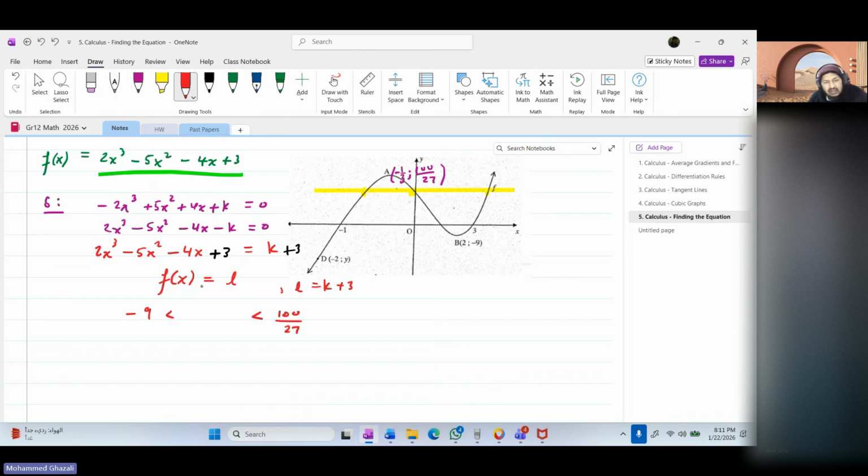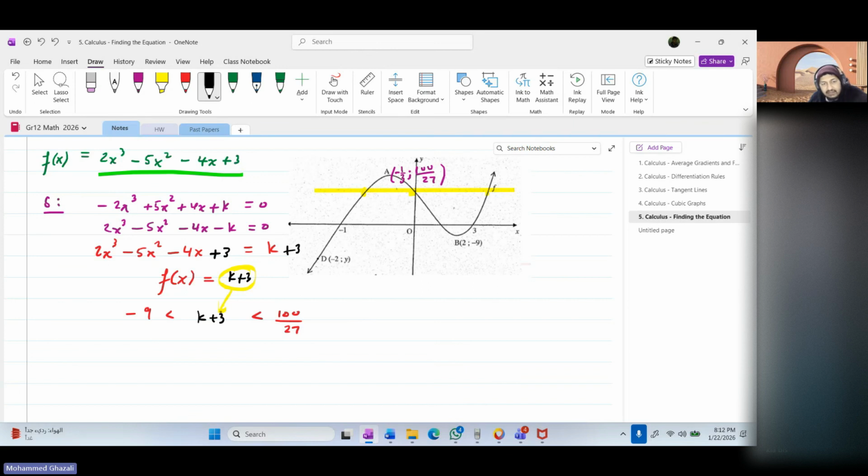Okay. So now you don't need to say f of x is equal to L. You can say f of x is equal to k plus 3. Right, so let's just keep it as k plus 3. So now k plus 3 needs to go here, not k, because the value of k needs to be between -9 and 100 over 27. So it's not the value of k now, it's k plus 3. So you need to put plus 3 here.